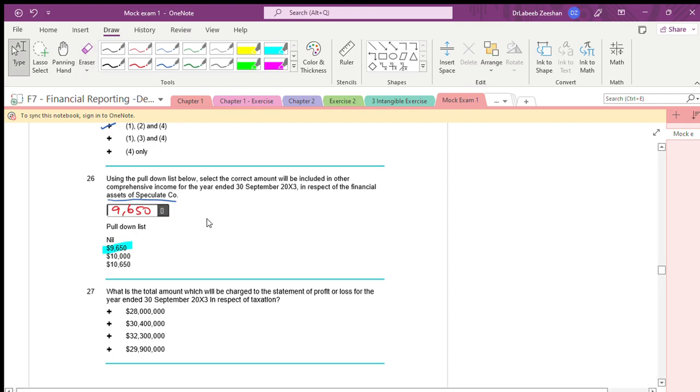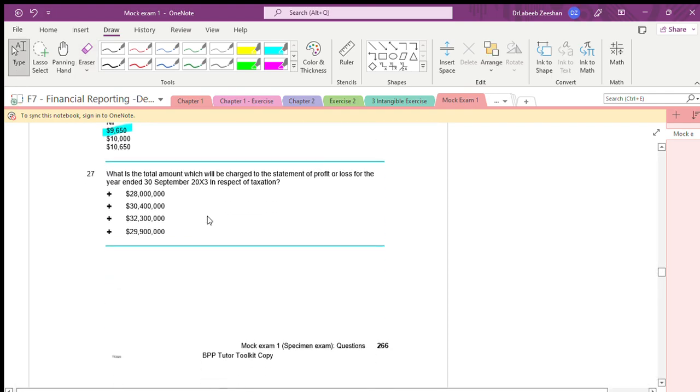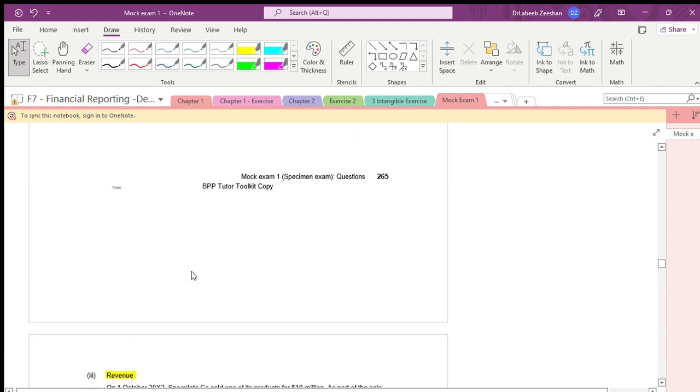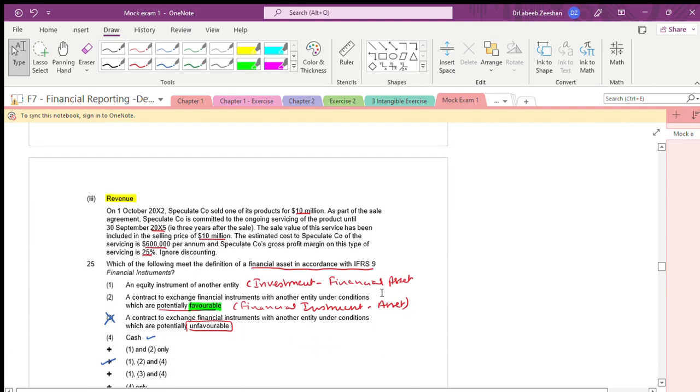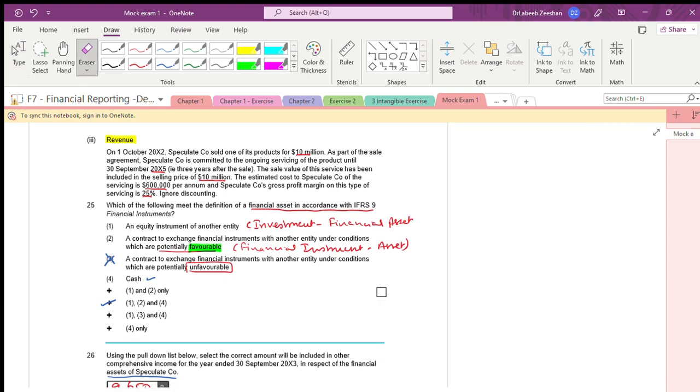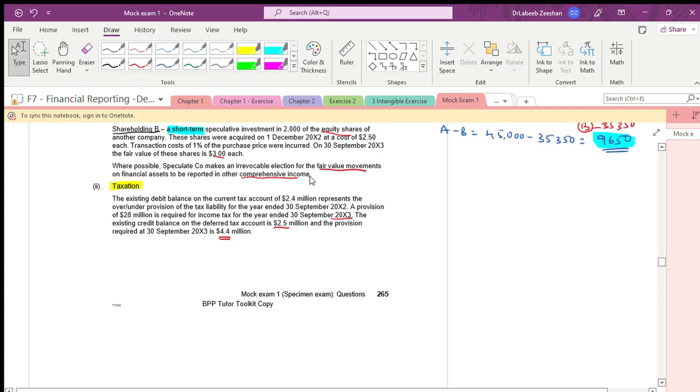Now, what is the total amount charged to the profit and loss account for the year ended in respect of taxation? In respect of taxation, how much do we have to charge? What is the taxation? See the things. I will write here only. Where is taxation? If there is a space, I will write here. Fine. I will put it like this.